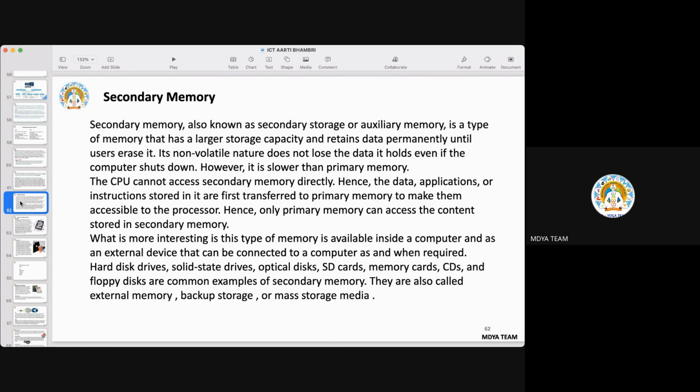So the examples of secondary memories are hard disk drive, solid state drives.